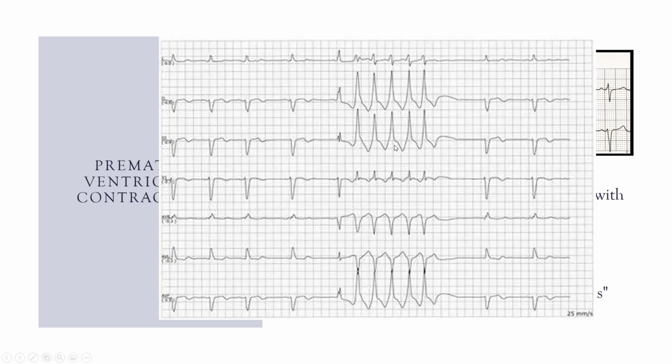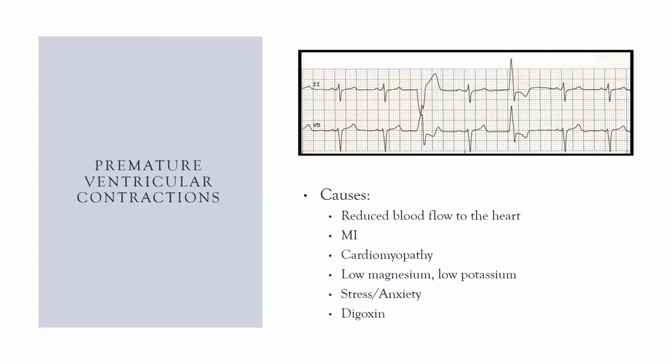Okay, 1, 2, 3, 4, 5 in a row. We need to start evaluating what the heck is going on with this patient. Most commonly, it has to do with potassium issues, hint, hint. So it can be reduced blood flow to the heart that's causing this. It could be a heart attack or a history of a heart attack, cardiomyopathy, low mag, low potassium, stress, anxiety, or believe it or not, patients who are on digoxin. Again, that cardiac glycoside can cause PVCs.